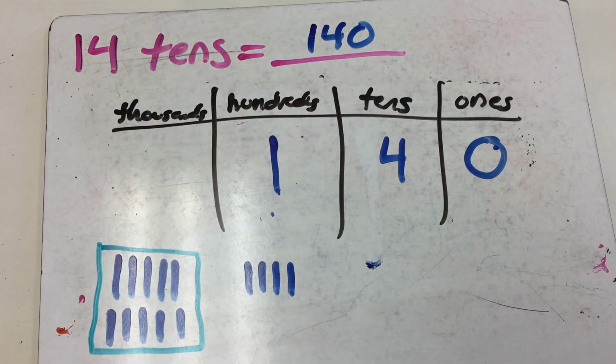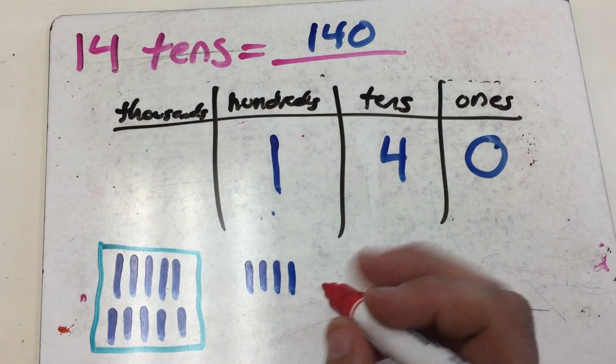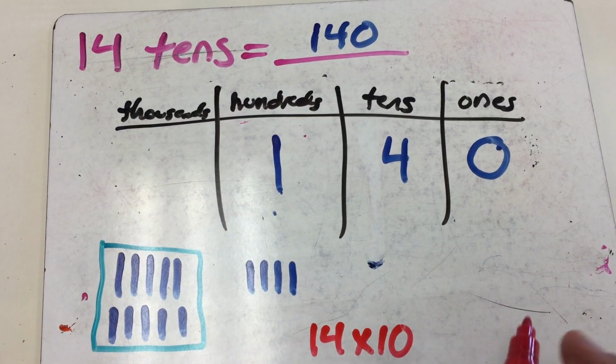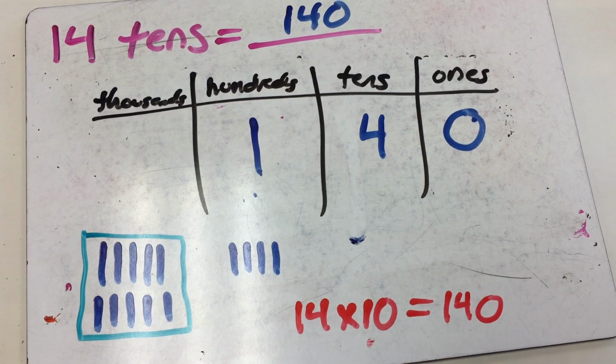I don't have to draw it if I don't want to, but I can certainly also come up with a multiplication equation. And this works just like before, 14 tens. So that's going to be 14 groups of 10, 14 times 10 equals 140.